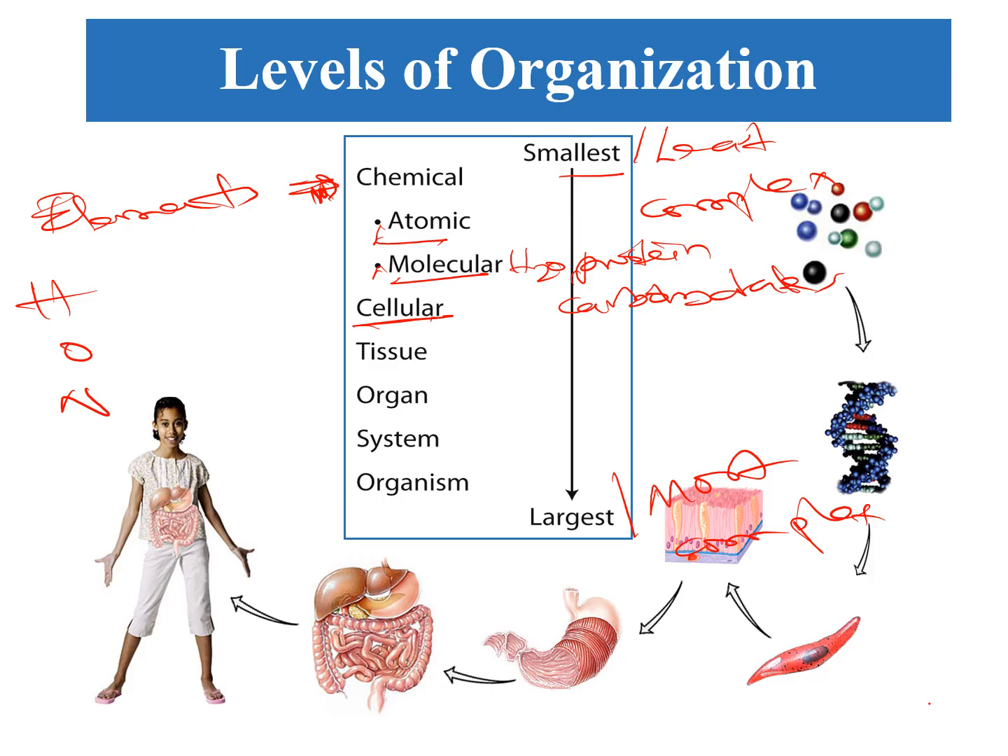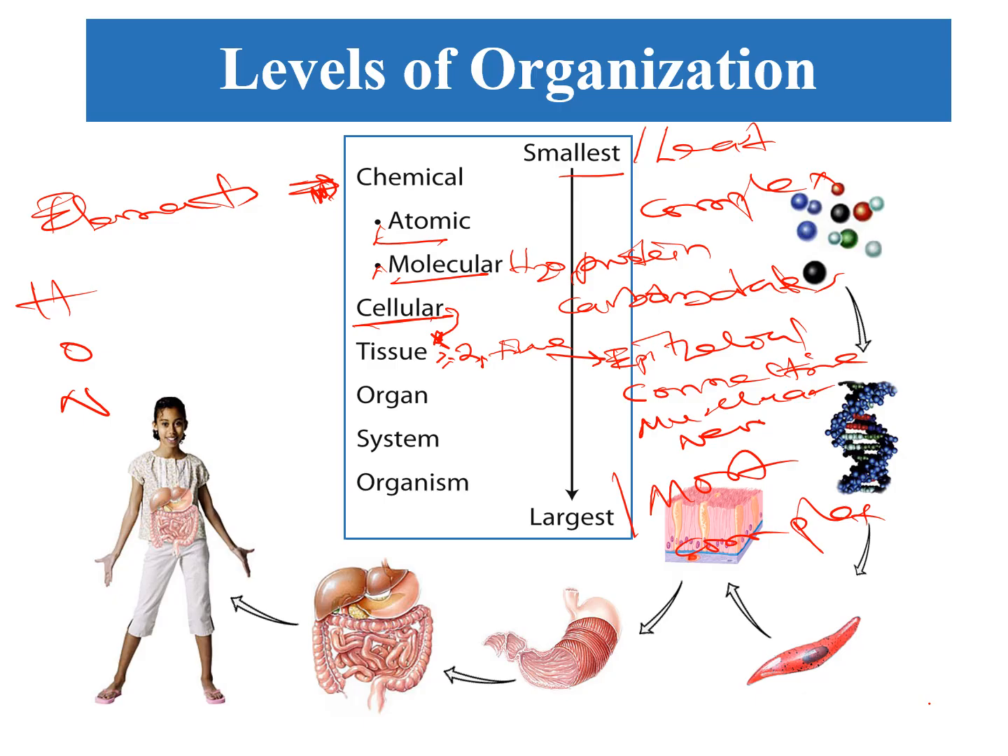Then the next level of organization is the tissue level, where two or more cells come together to form a tissue. A tissue is a group of cells that perform a specific function. There are four fundamental tissues that we're going to look at: epithelial tissues, connective tissues, muscular tissue, and nervous tissue. We're going to look at each individual tissue in detail later on in this course.